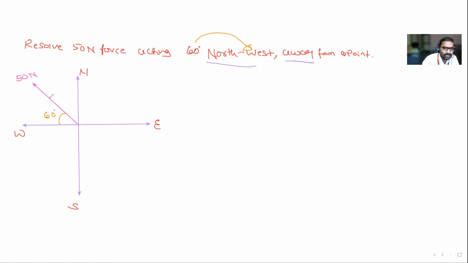Now calculate Fx and Fy. Fx is towards this direction, so the Fx direction is negative. Theta is made with respect to the x axis, so Fx is F cos theta. Minus, because it is moving in the negative direction. So 50 cos 60, that is equal to minus 25 Newton.